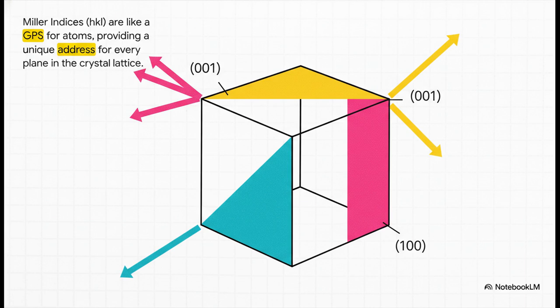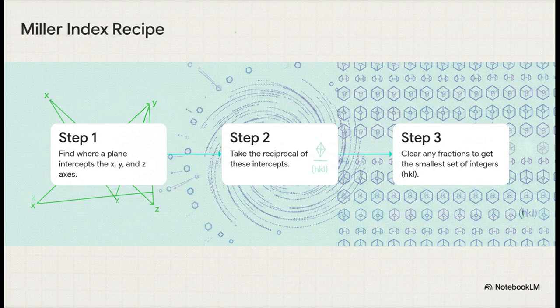They're breaking it along a very specific atomic plane, a specific Miller index address where the bonds are weakest. Now, this might look a little mathy and intimidating, but I promise the process is just a simple 3-step recipe. First, you just see where your plane crosses the X, Y, and Z axes. Second, you take the reciprocal of those numbers. You just flip them. And third, you clean up any fractions to get a nice, clean set of integers. That's it. That's your HKL address.